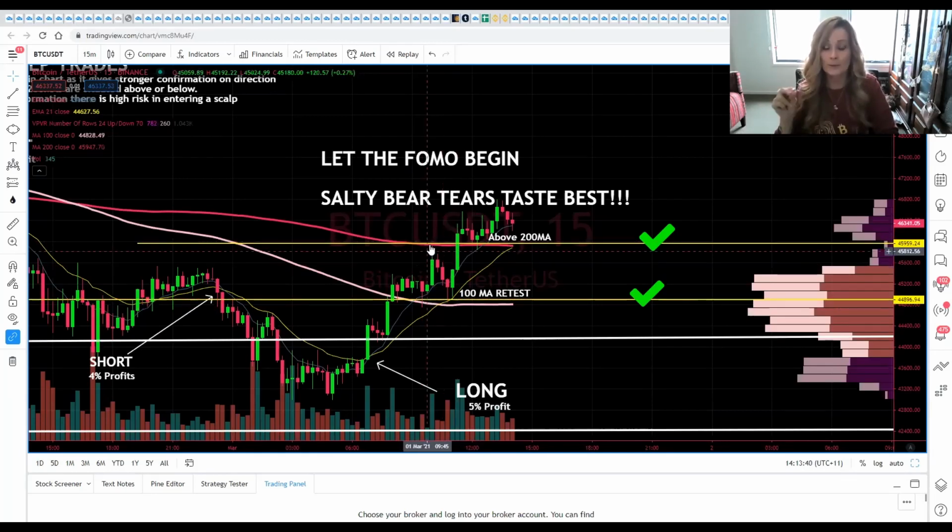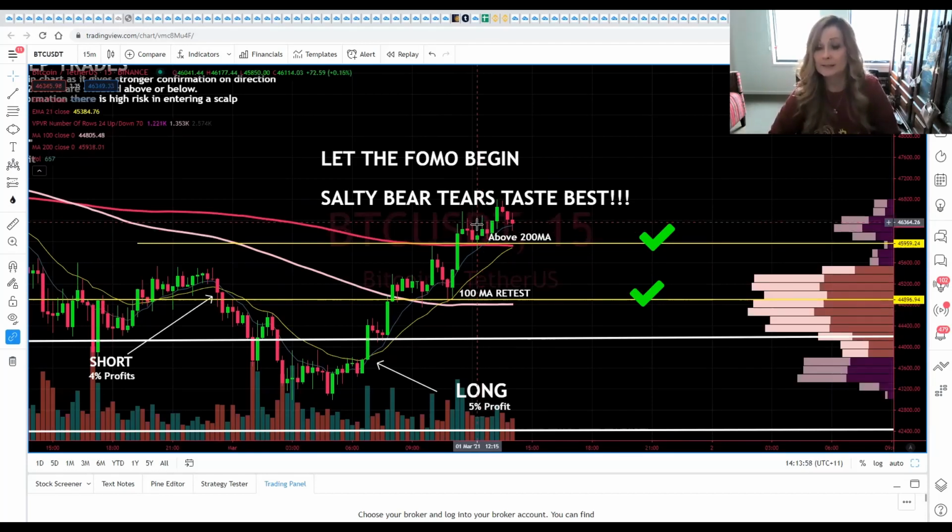So at this point, we've come up and hit the 200 MA, and then we've come down and retested the 100 MA. So we know at this point that we are about to go up and above the 200 MA. So it's a good sign of strength that BTC is moving as it should.